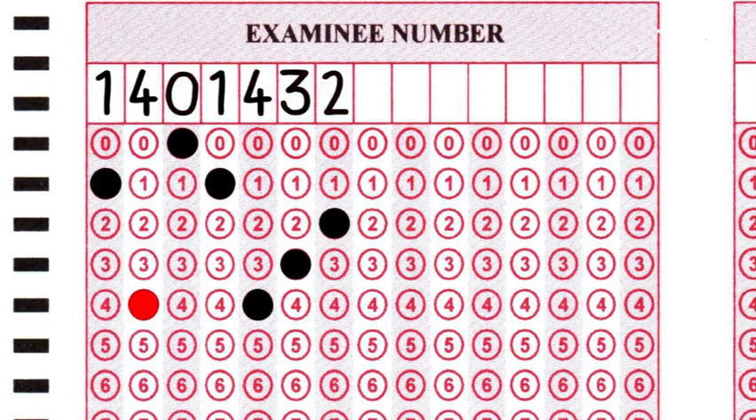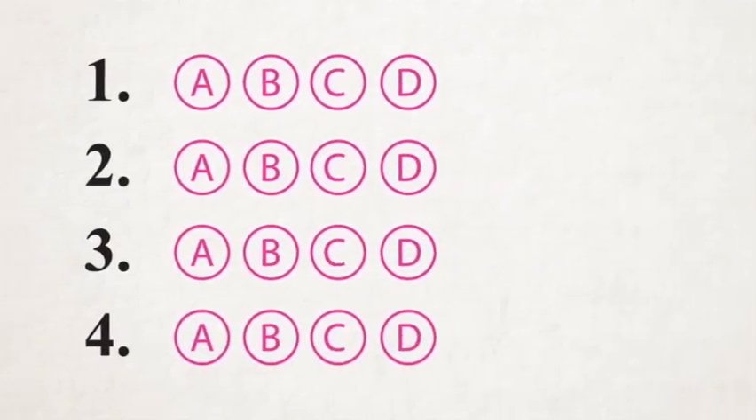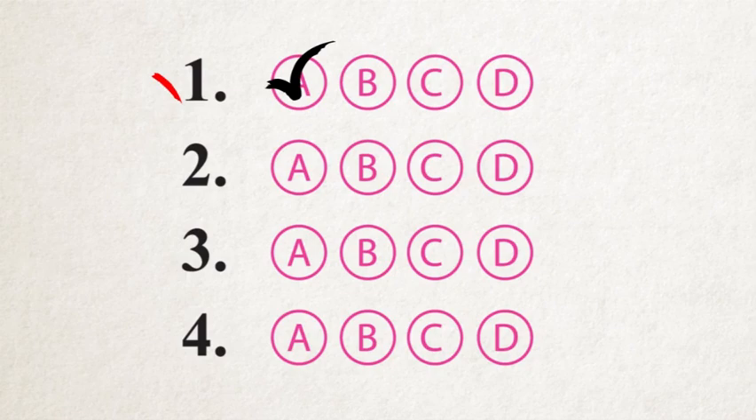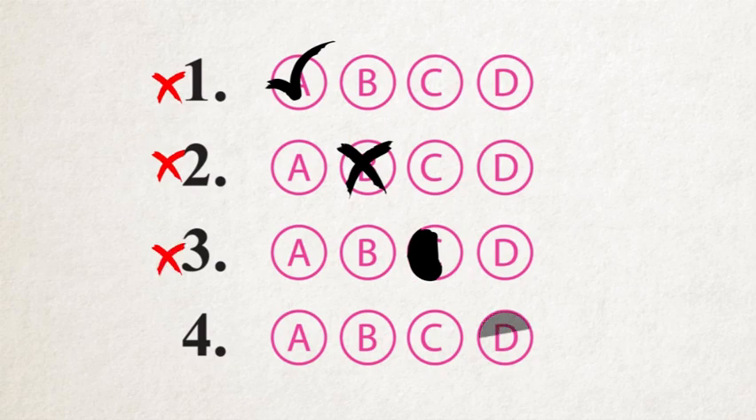Then, shade the matching circle below each box. All circles should be filled in completely. Make the marks dark. Never mark like these. Shading must be done properly because your answer sheet will be read and processed by a machine.